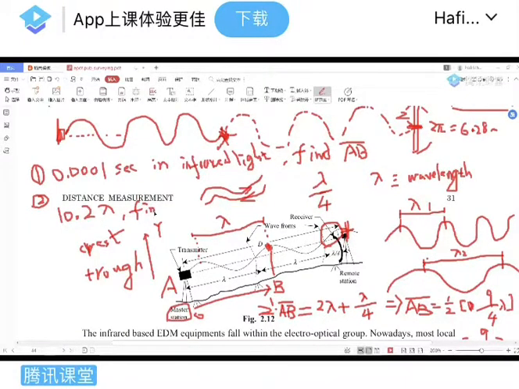Lambda is the wavelength of infrared light. So this is what you already measured. The information I give to you is 10.2 lambda. So also find out AB.